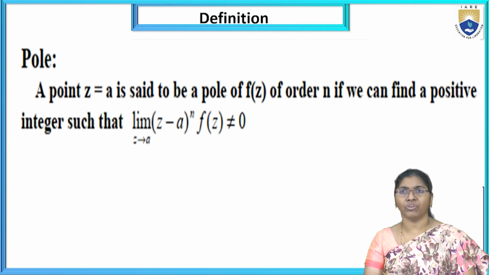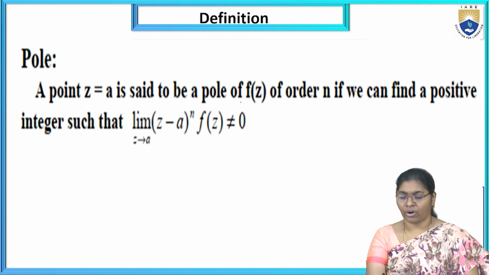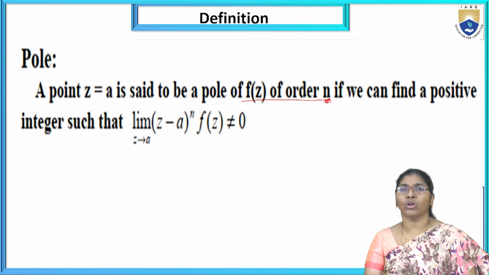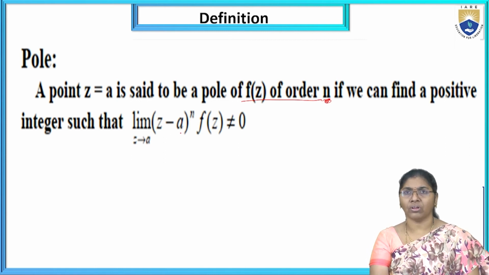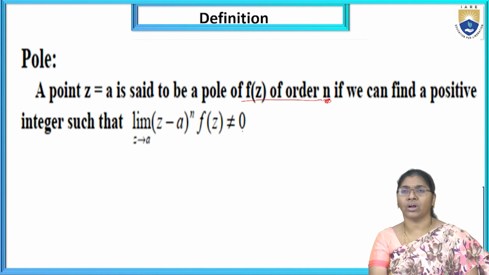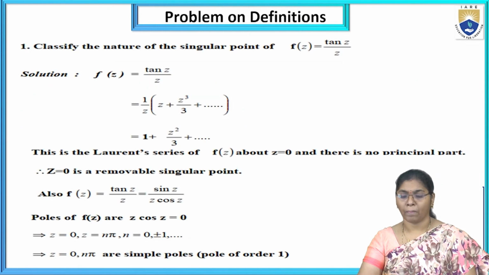Now the next definition, an important one, is pole. A point z equal to a is said to be a pole of f of z of order n if we can find a positive integer n such that limit z tends to a, (z minus a) to the power of n into f of z is not equal to 0. Then it is called a pole.